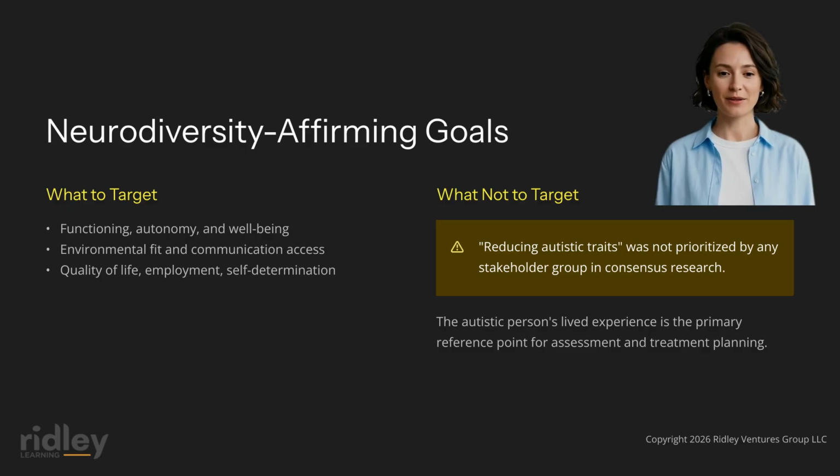The consensus outcome list included quality of life, overall health and emotional well-being, anxiety, depression, and suicidality. Autistic burnout treated as a distinct construct from depression, social support and community participation, employment satisfaction, self-determination, access to communication, activities of daily living, and satisfaction with services. Reducing autistic traits wasn't prioritized by any stakeholder group.